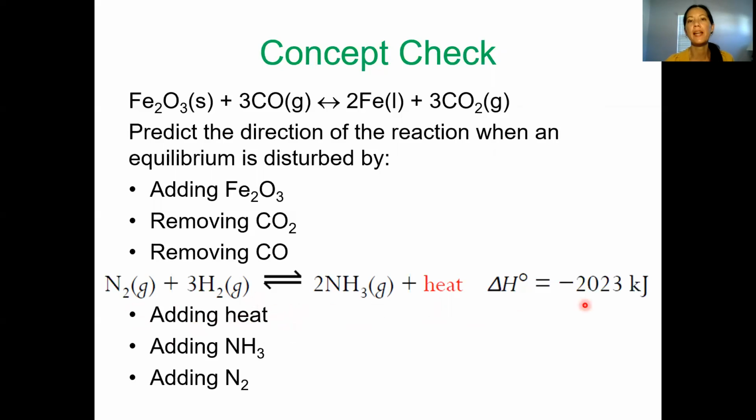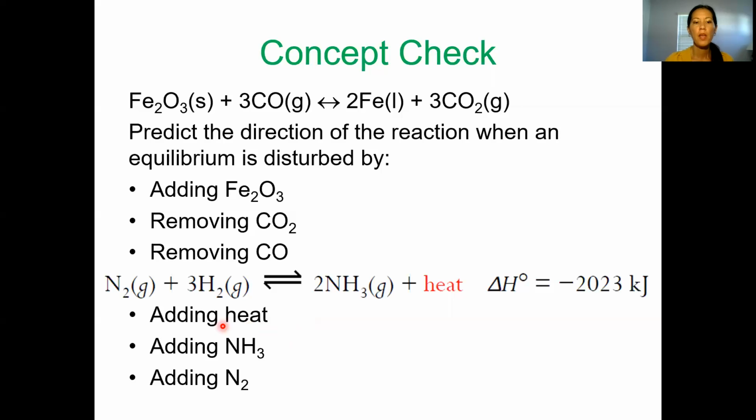This is already exothermic, releasing heat. So if you add more heat, you don't want to continue to release heat. You want to consume heat. So you'll want to shift to the left and use up more heat to relieve that stress of added heat. So this first one, adding heat, the reaction shifts to the left.